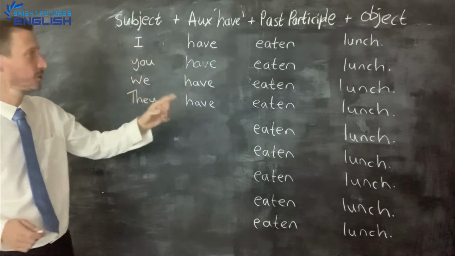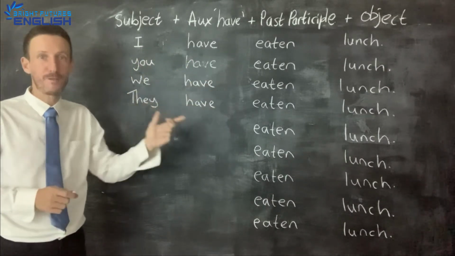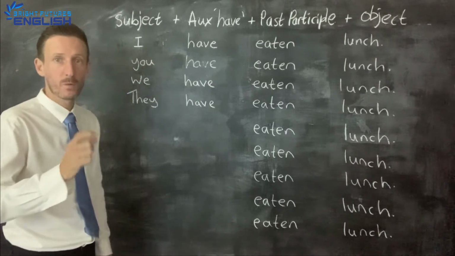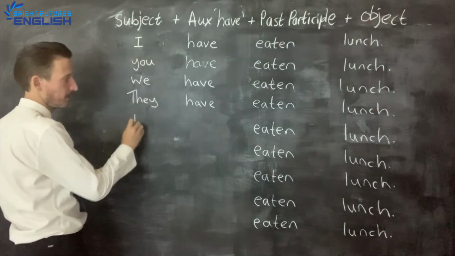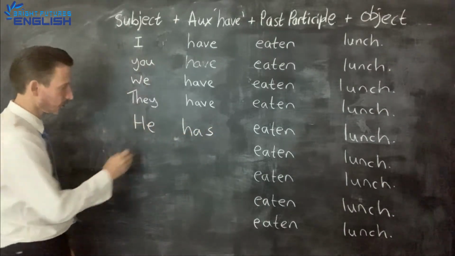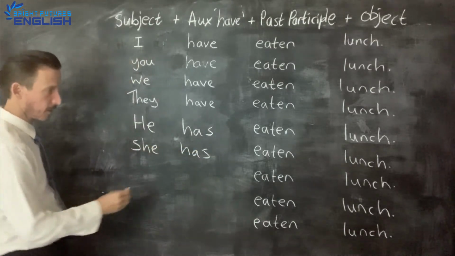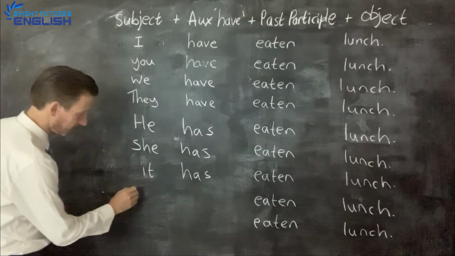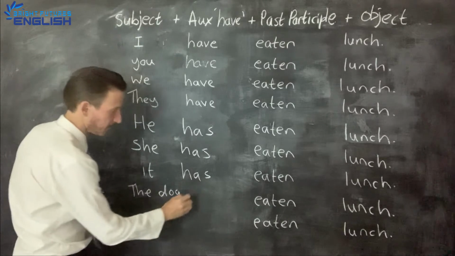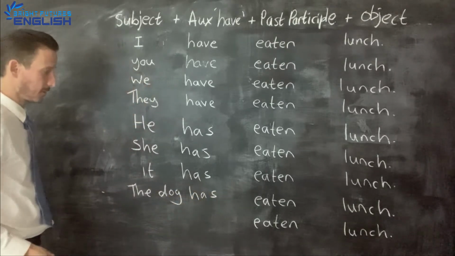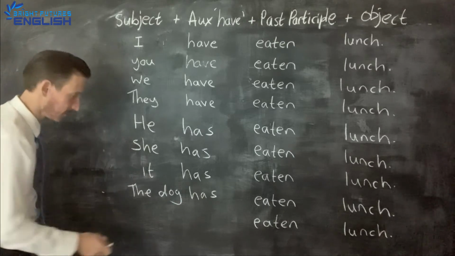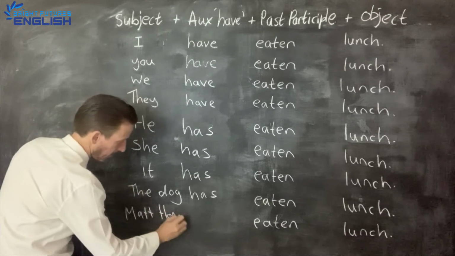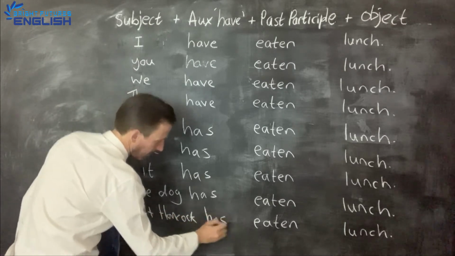Example: I have eaten lunch, you have eaten lunch, we have eaten lunch, they have eaten lunch. Remember, for third person, we change the have to has. So he has eaten lunch, she has eaten lunch, it has eaten lunch. A common noun, the dog, for example, has eaten lunch. And any proper noun, the name of someone, Matt Hancock has eaten lunch.